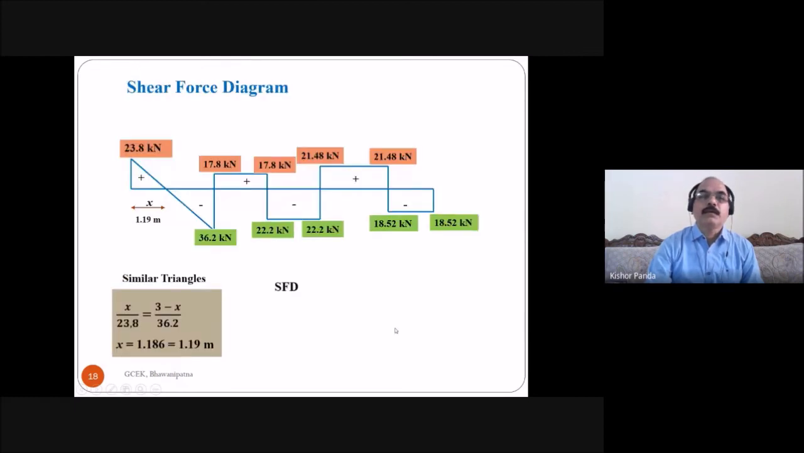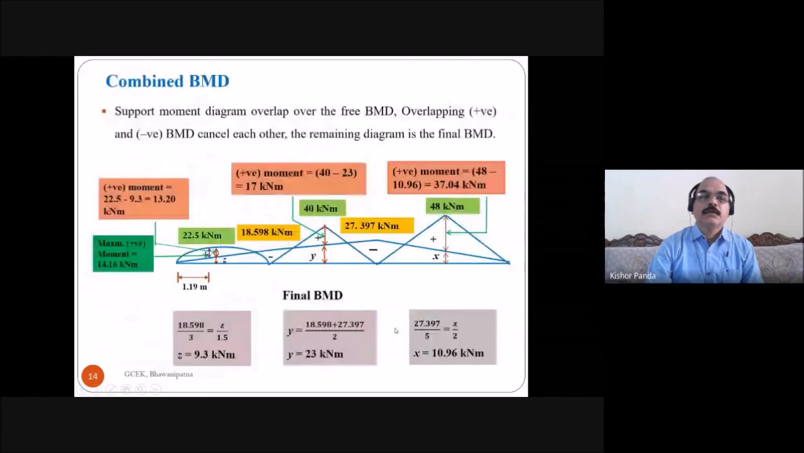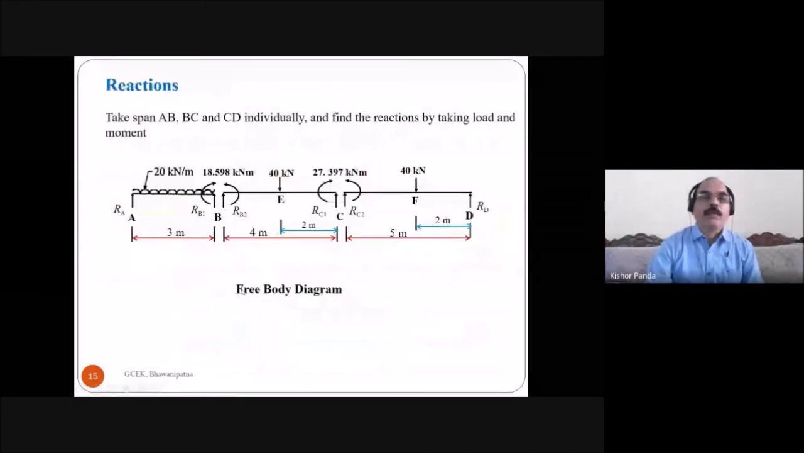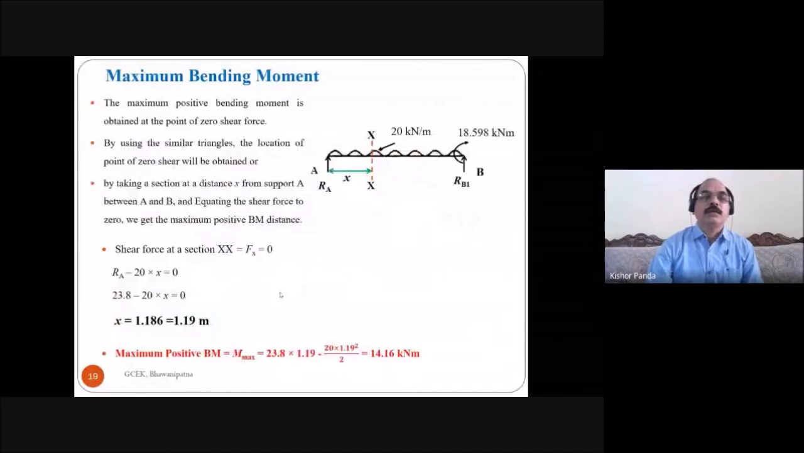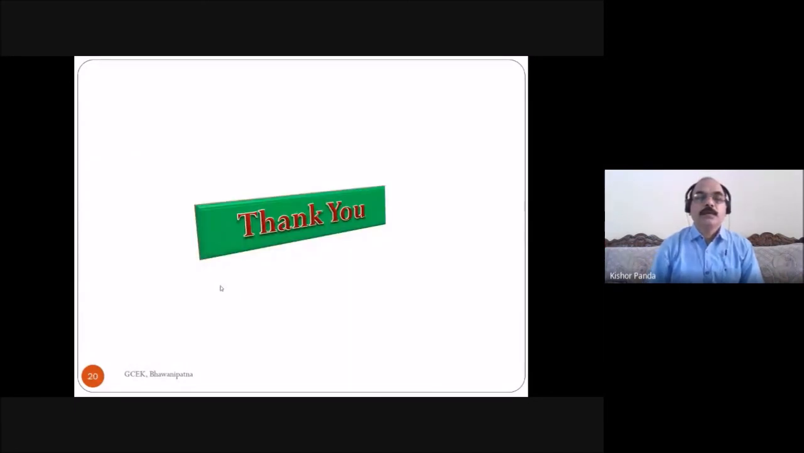This is 14.16 kilonewton meter. So this is the maximum positive bending moment of span AB. Now you are clear how to solve the three-span continuous beam using the Clapeyron theorem of three moments.